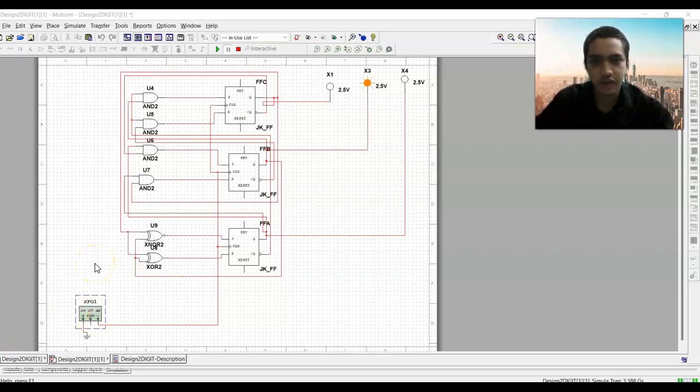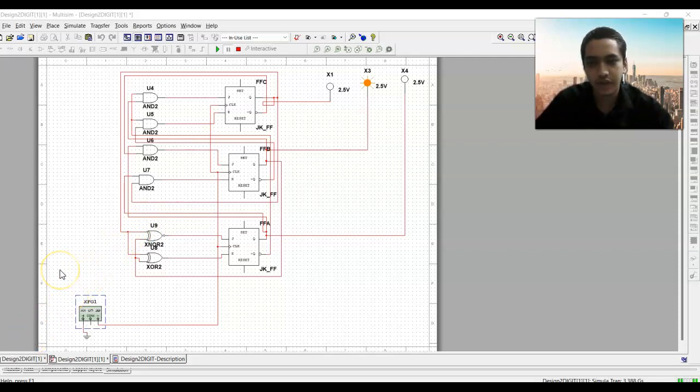For the JK flip-flop at B, the J input is connected to QA and QC bar. For the K input of B, it is connected to QA and QC. Both of them use the AND gate.